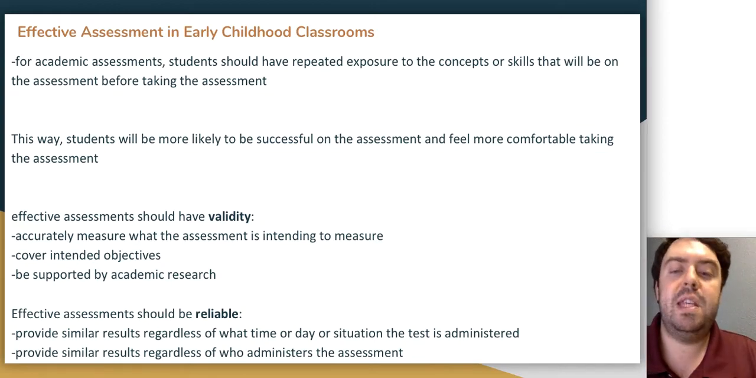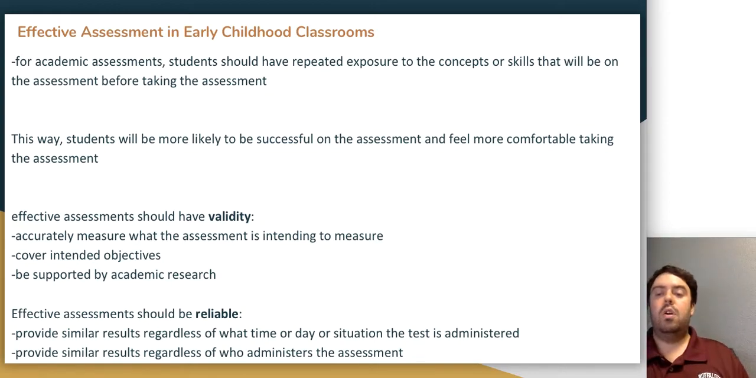So effective assessment needs to be valid. It needs to measure what it's intending to measure and cover the desired learning objectives. Another part about validity also is the concept that when you're incorporating certain screening assessments or readiness assessments that come from either your district or come from outside sources, make sure that they're supported by academic research.